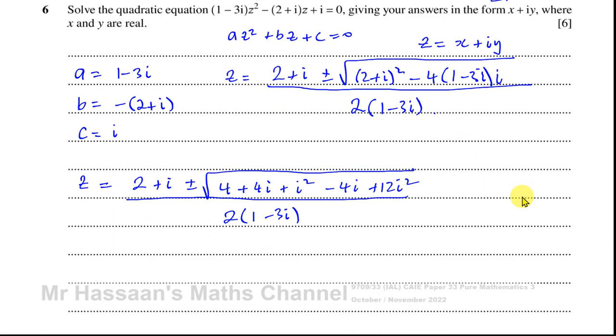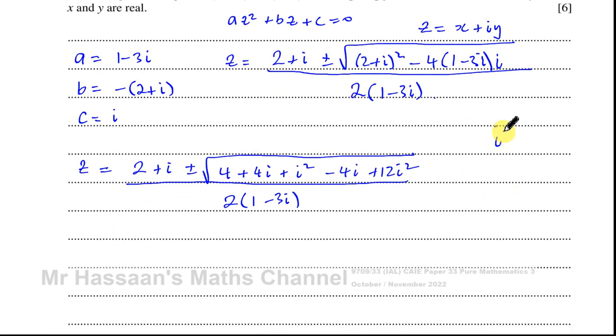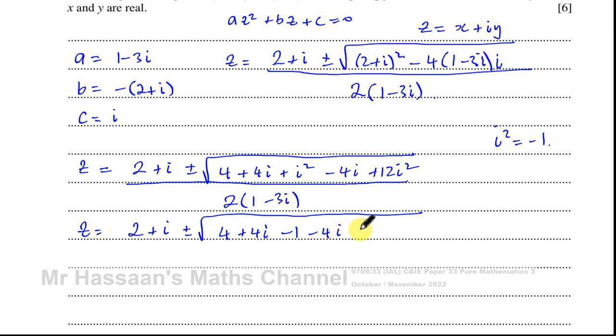Okay, so now let's understand that i squared is equal to negative 1. That might help us to simplify some of them. So z equals 2 plus i plus or minus the square root of, and you have 4 plus 4i minus 1 minus 4i, and you're going to have minus 12, all over 2 times 1 minus 3i.